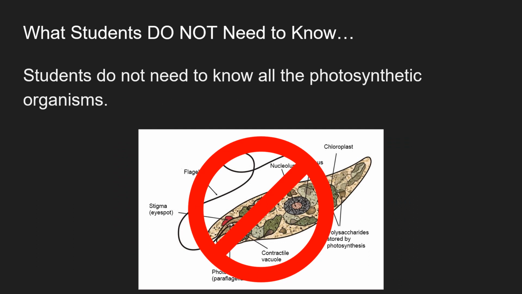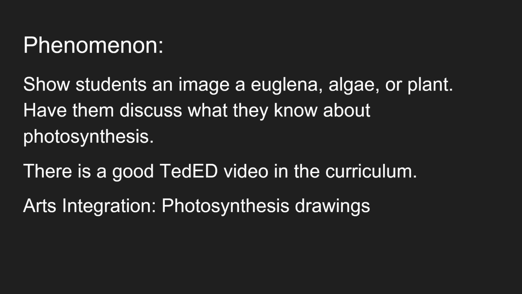In addition, they don't need to be memorizing the structures of a euglena or any of the other photosynthetic organisms. In fact, they don't even need to know all the other photosynthetic organisms. They don't need to be focused only on plants anymore. They can understand that photosynthesis does occur in other organisms.